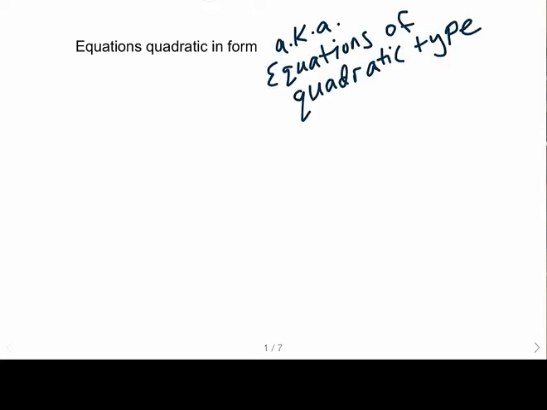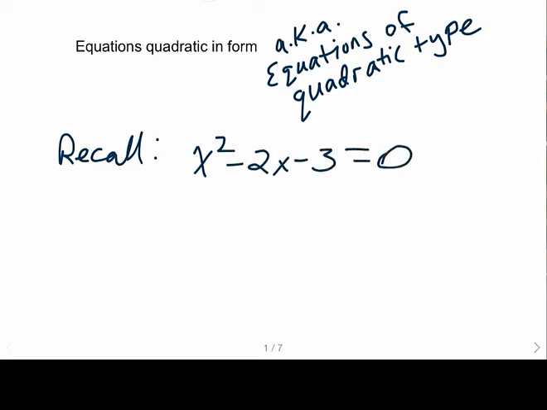In this session, we're going to look at equations quadratic in form, also called equations of quadratic type. In order to see what's going on here, I want us to recall how we would solve something like x squared minus 2x minus 3 is equal to 0. We would do so by factoring, of course.